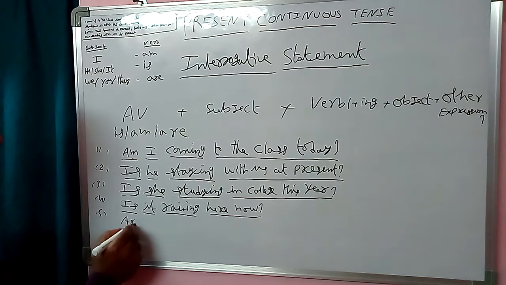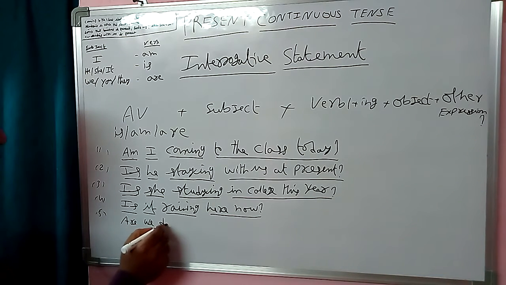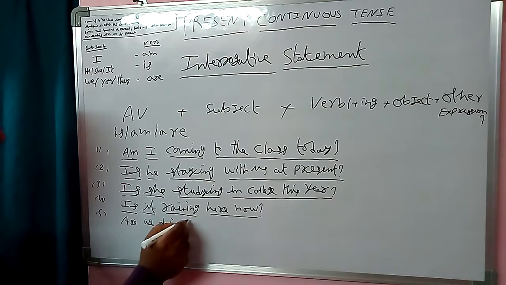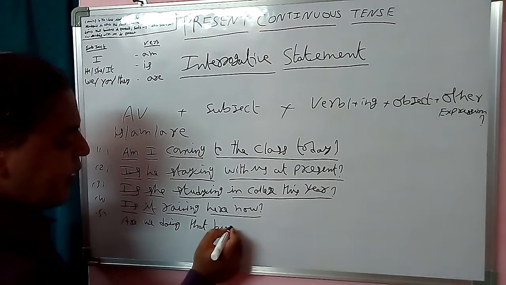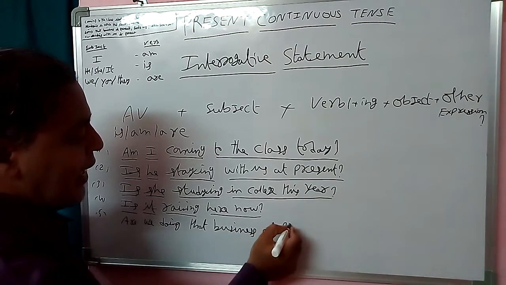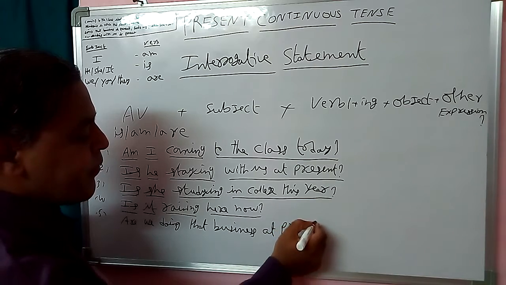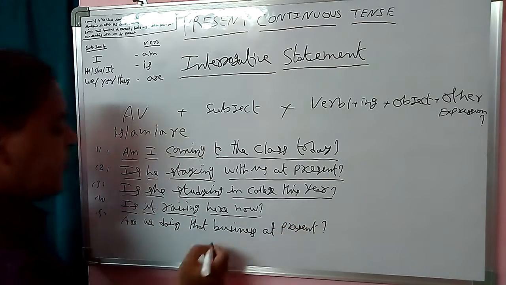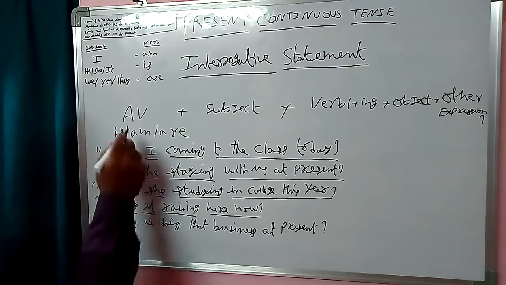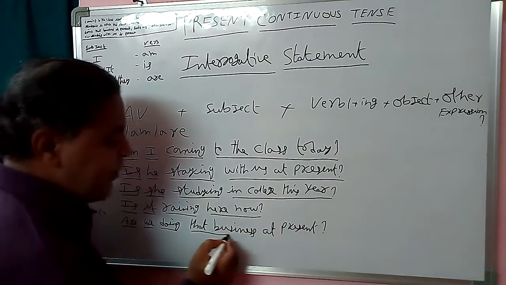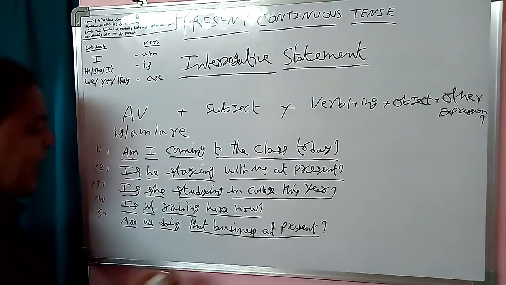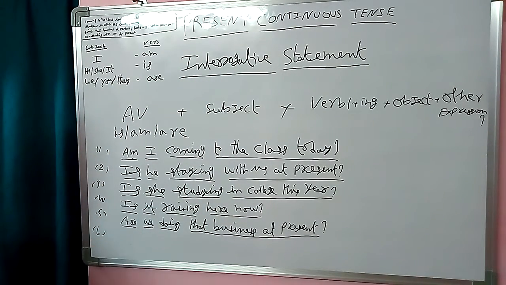Next example: Are we doing that business at present? Are, auxiliary verb. We, subject. Doing, verb 1 plus ing. That business at present, object and other expression. Are we doing that business at present?